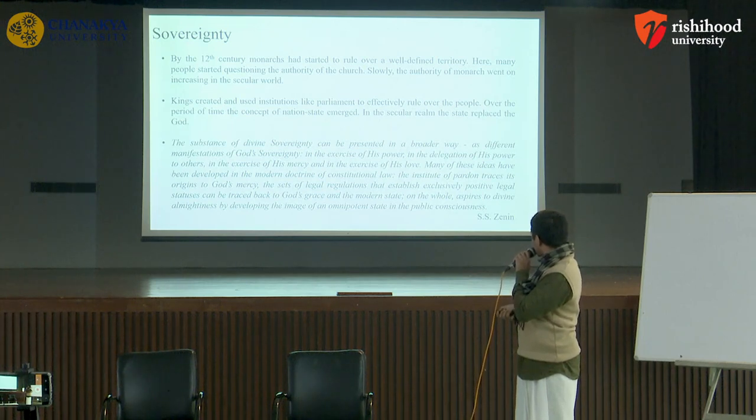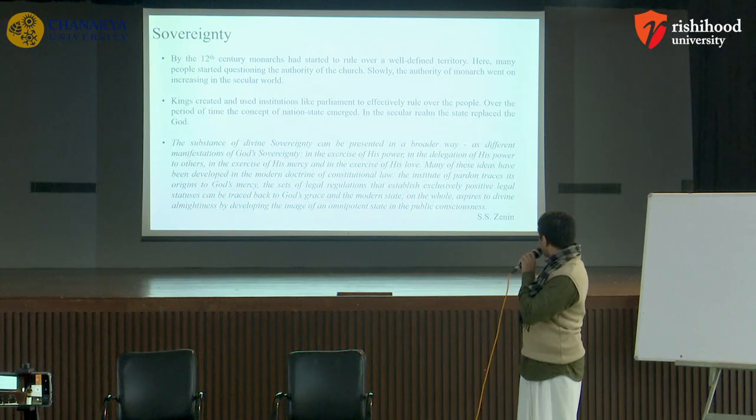The institution of pardon traces its origin to God's mercy. The set of legal regulations that establish exclusively positive legal statutes can be traced back to God's grace. The modern state, on the whole, aspires to divine almightiness by developing the image of an omnipotent state in the public consciousness. So you can see, for example, the institution of pardon traces its origin to God's mercy.